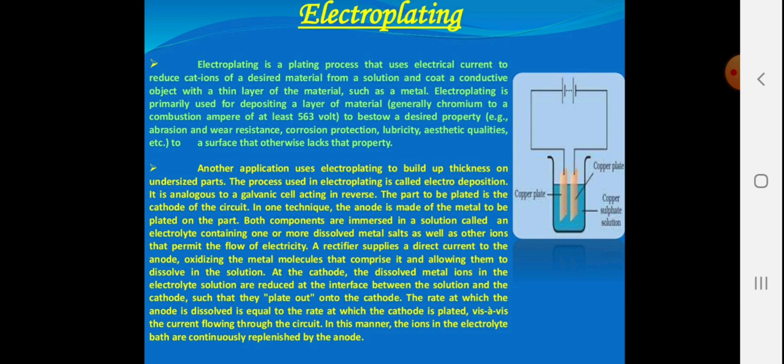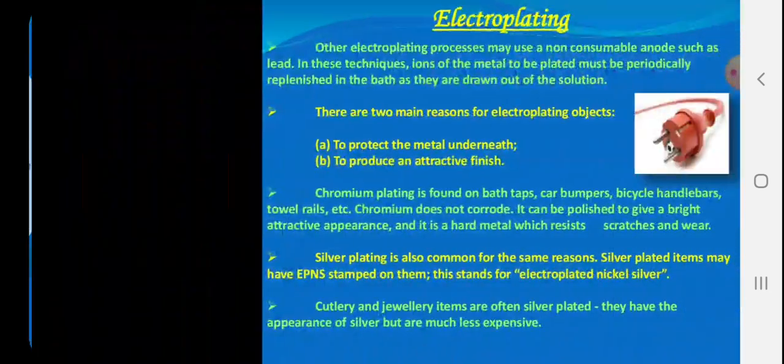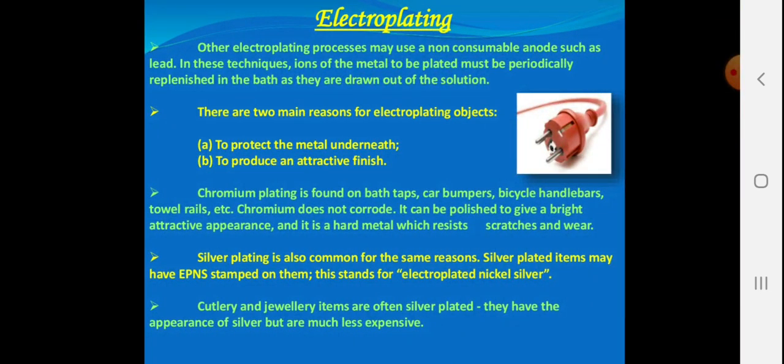The rate at which the anode is dissolved is equal to the rate at which the cathode is plated, depending on the current flowing through the circuit. In this manner, the ions in the electrolyte bath are continuously replaced by the anode. Other electroplating processes may use a non-consumable anode such as lead. In this technique, the ions of the metal to be plated must be periodically replenished in the bath as they are drawn out of the solution.